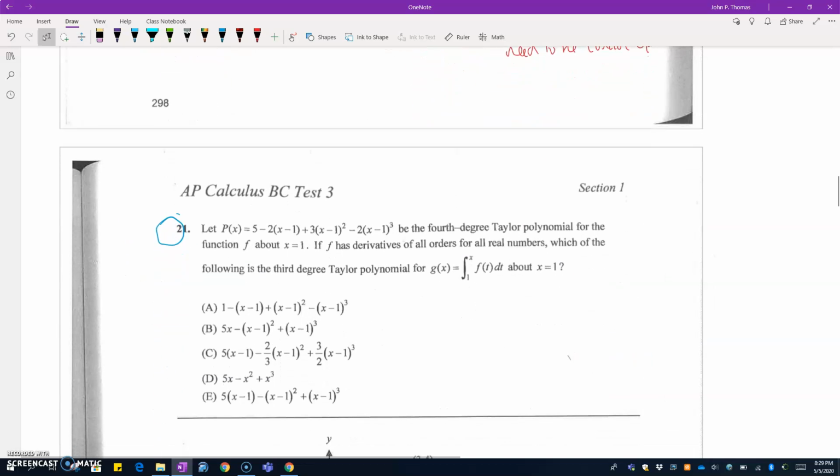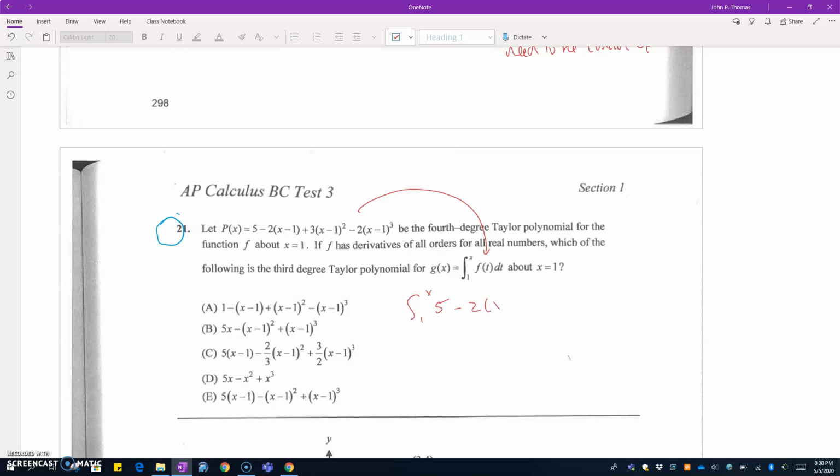Moving on to the next one, 21. All right, this was one we went over in our session today. So really it boiled down to a substitution. We're going to take that and drop it into that function. And it asks for a third degree Taylor polynomial, so I'm only going to worry about up to second degree because when I take the antiderivative, it's going to take it up into the third degree. So I really have the integral from 1 to x of 5 minus 2 times x minus 1 plus 3 times x minus 1 squared dx.